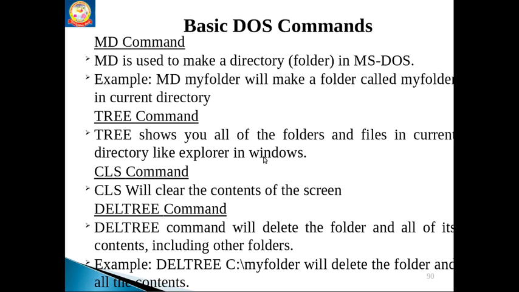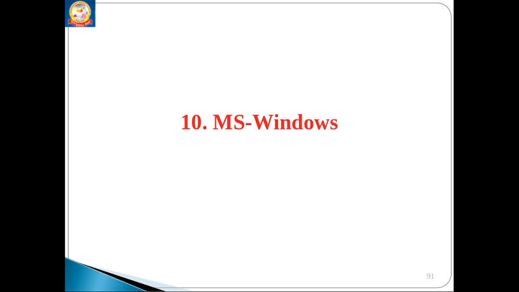Next, the md command: to create a folder, to make a directory, we use md. For example, md myfolder means myfolder is created in the current directory. Tree command shows all the folders and files in a particular directory. cls command clears the content of the screen. Deltree deletes all files and folders. This is about the Microsoft Disk Operating System. Let's see the famous, widely accepted operating system, Microsoft Windows.